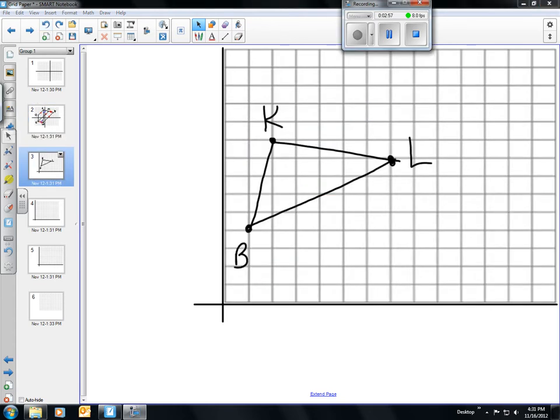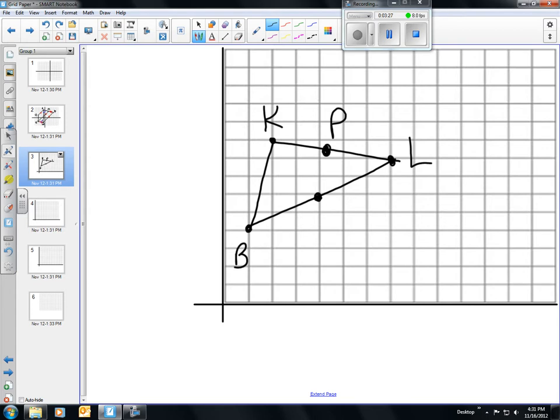The next type of problem you would see on your quiz would be this kind, where you have a triangle and you're asked to find the midpoint of KL. So this is the midpoint of segment KL. You could use the midpoint formula, but I'm just going to go ahead and estimate it right now. And let's just call that point P. And then you could find the midpoint of segment BL, which would be somewhere in here. And again, I'm estimating. You could use the midpoint formula.